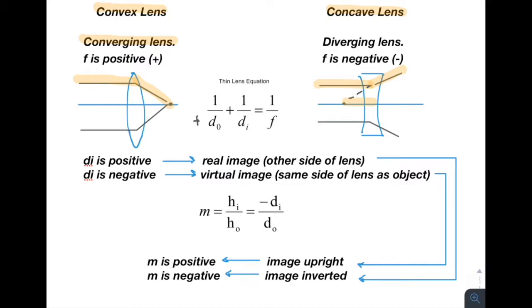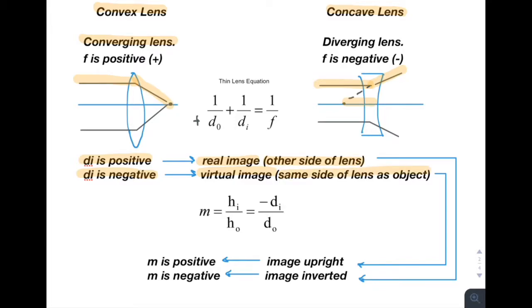But what's not true is that the distance of the image, essentially the distance of the image, can either be positive or negative. And so as you can see from the second part of the diagram, whether the distance of the image is positive or negative shows whether the image will be real or virtual. And so a real image or a virtual image is defined by what side of the lens the object is.